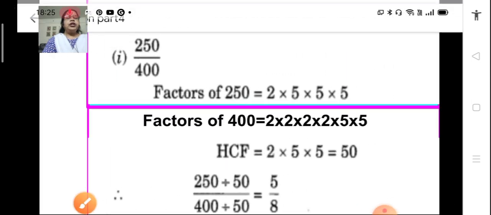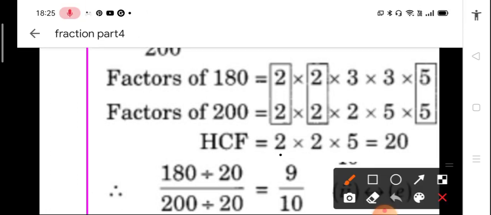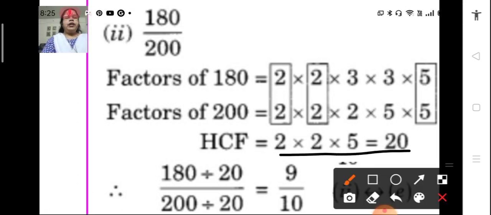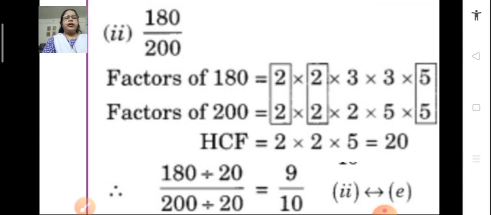Now moving on to the next one, 180 upon 200. So we find the HCF of 180 and 200, and what is that? It is 2 into 2 into 5, that means it is 20. Now dividing both the numerator and denominator by 20, what do we get? We get 9 upon 10. So the second answer is E, option E is 9 upon 10. So the answer for the second one is E.